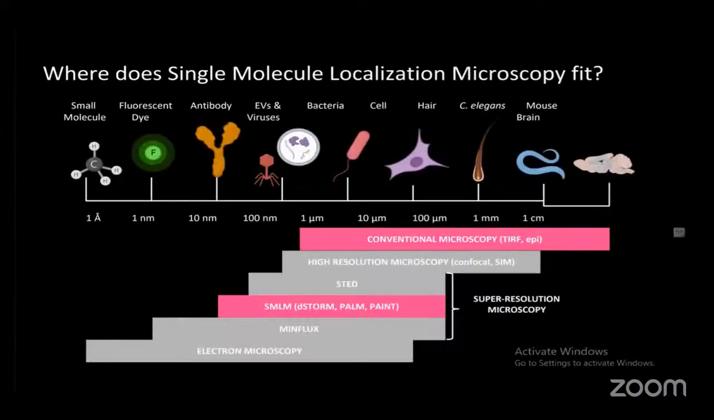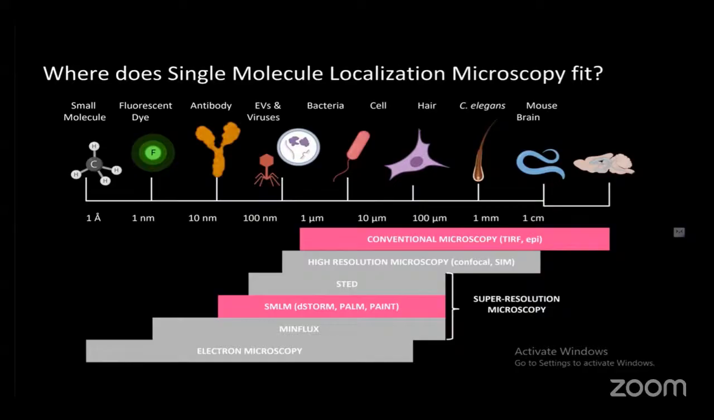So where do we stand as single molecule localization microscopy? Conventional microscopes can resolve up to 1 micrometer in size. With higher resolution microscopes like confocal or SIM, which you use on a regular basis, the diffraction limit is about 250 nanometers; that is the best resolution you can reach. Some people would also have worked on STED, which allows you to go below that and achieve around 70 nanometers of resolution.